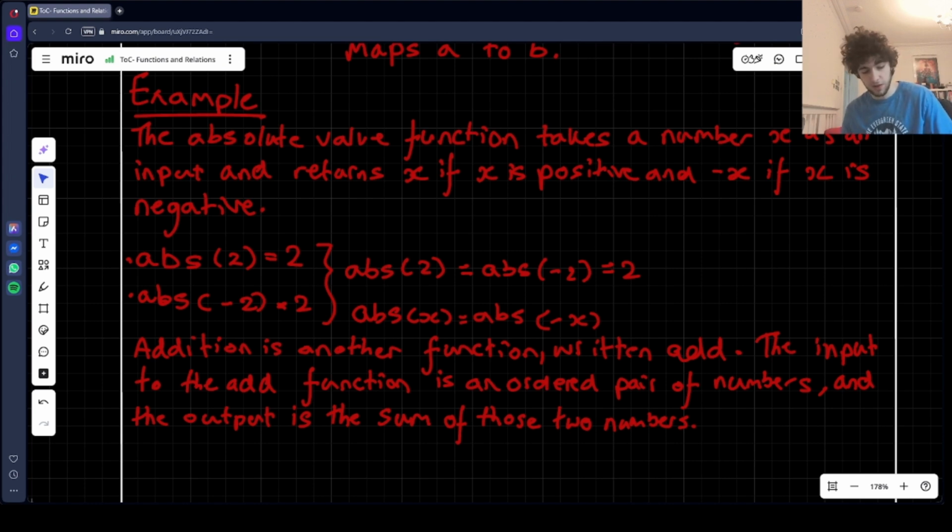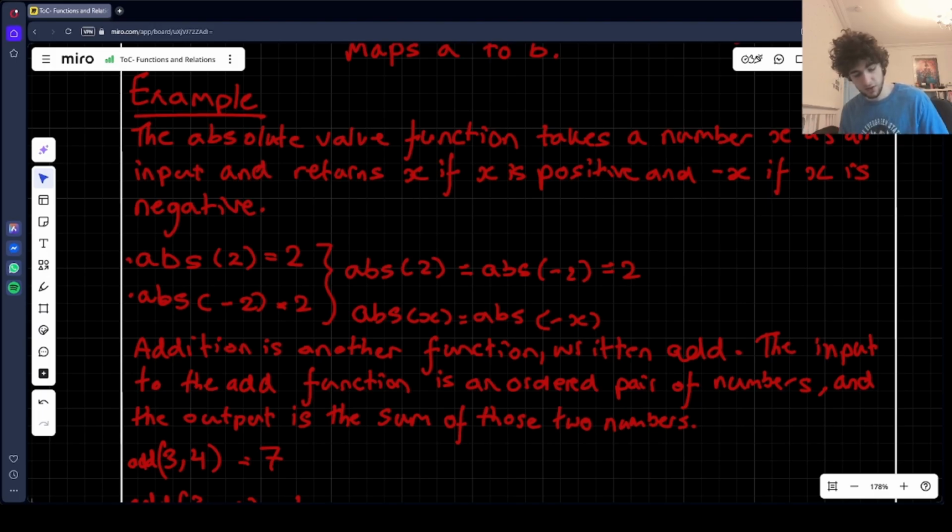If I were to give you the ordered pair 3, 4 and plug it into the addition function, so add of 3, 4, that will give me 7, because it's adding those two numbers together. Obviously, one of my numbers could also be negative, in which case you technically get subtraction, but it's also addition. So if I were to do add of 3, minus 4, then you would get minus 1, because it's just adding those two numbers together.